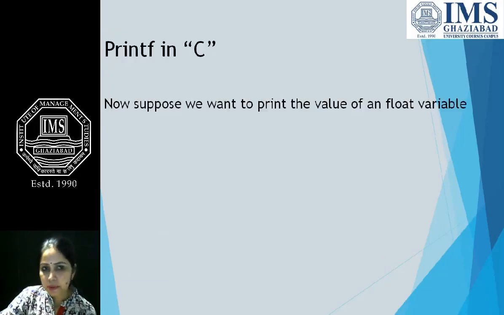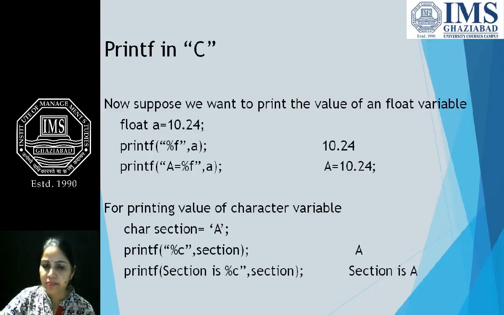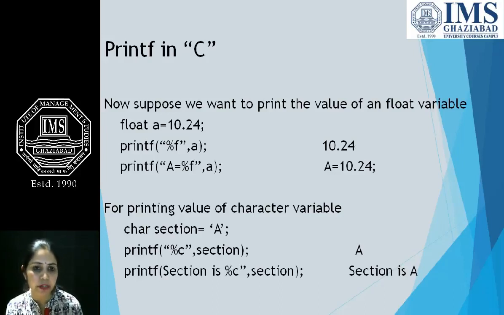Now let us print the values of float variables. Say I have taken a float variable a and its value is initialized to 10.24. For floating point values, the format specifier is %f. Now I have written printf %f in double quotes comma a. Now what would happen? %f would be replaced by the value of a, that is 10.24. And in my next statement I have written a is equals to %f comma a.